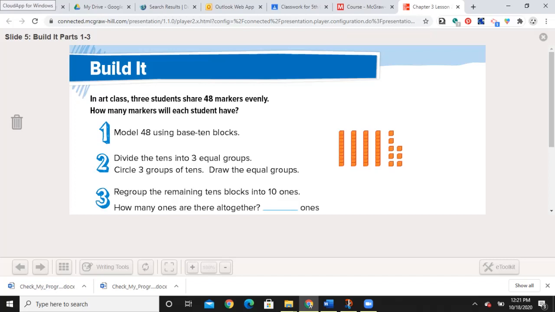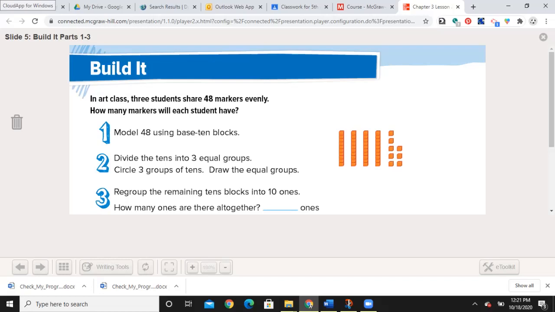So we'll begin with the first one. In art class, 3 students share 48 markers evenly. How many markers will each student have? Now, one of our strategies yesterday was to use a fact family, but today we're going to use tools. You can see our base 10 blocks. If you have those available to you, feel free to use them. If you don't, you could use drawings.